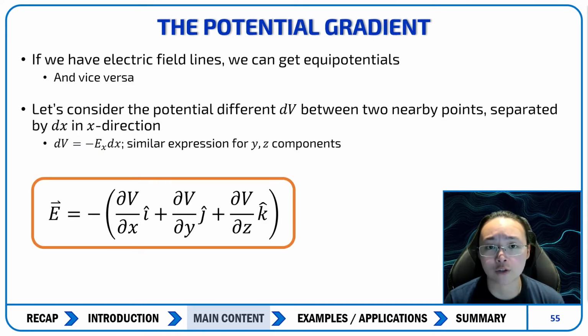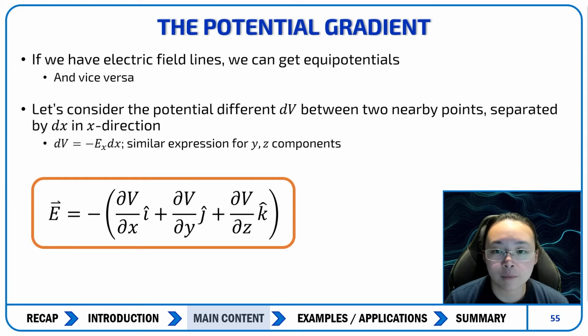Next, we have the potential gradient. If we have electric field lines, that means we can get equipotentials. Once we have equipotentials, it means that we can take a look at gradients, similar to how we have those contour maps, as you've learned probably in Calculus 2 with gradients, or maybe Calculus 3.